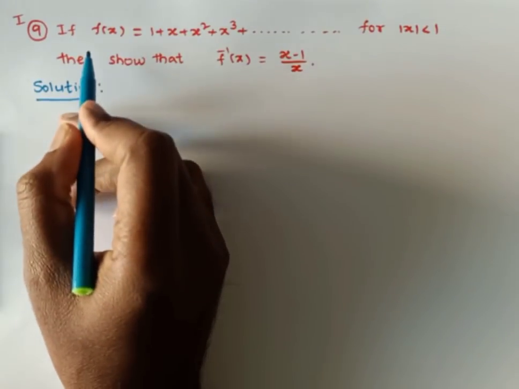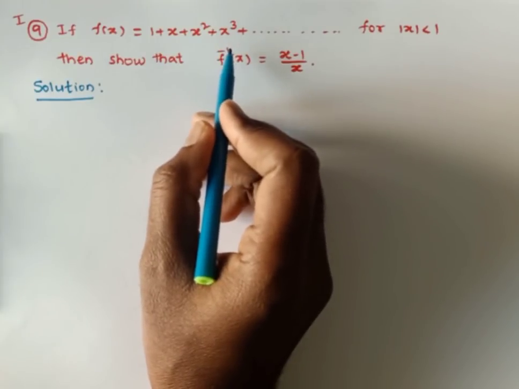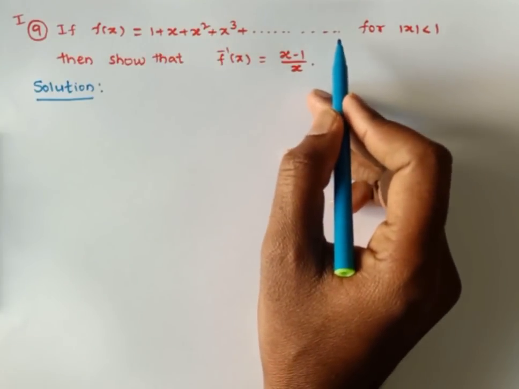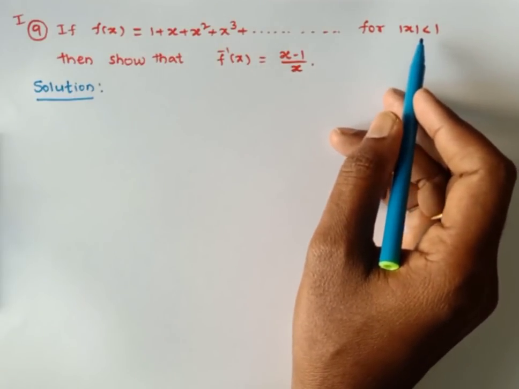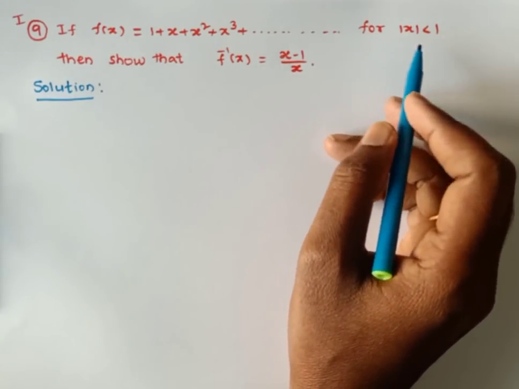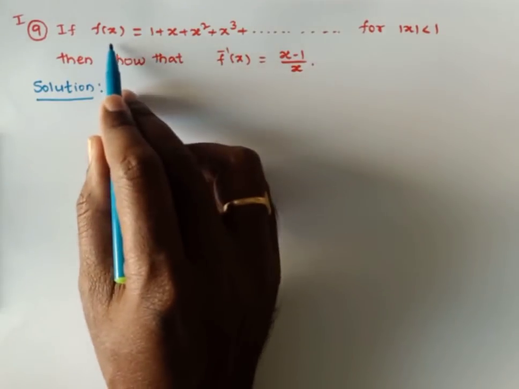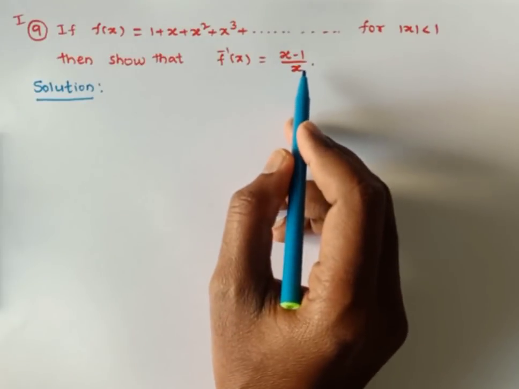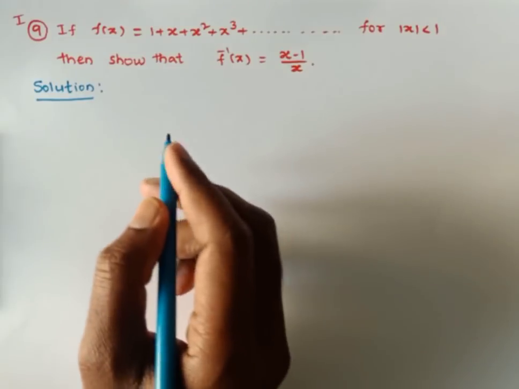See the problem: if f of x equals 1 plus x square plus x cube and so on up to infinite terms, for mod x less than 1, meaning x lies between minus 1 and plus 1, then show that the inverse of this f is x minus 1 by x. F inverse of x is x minus 1 divided by x.